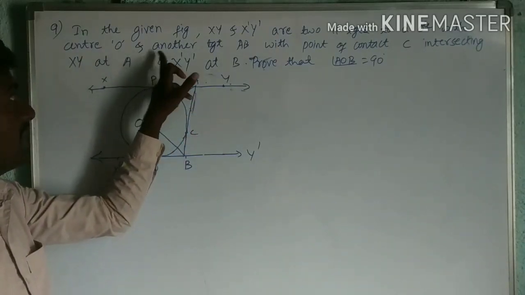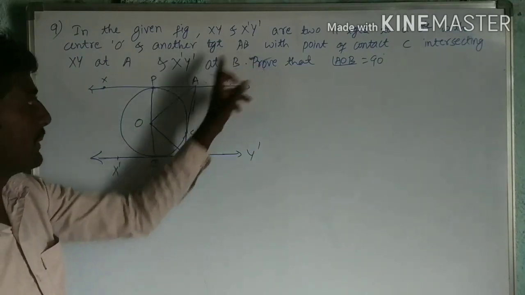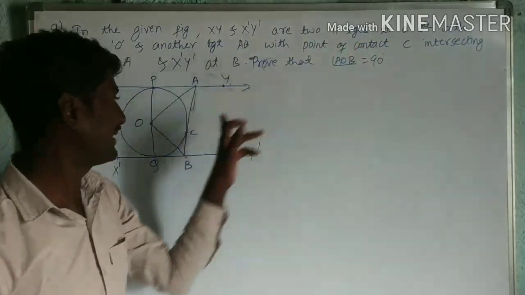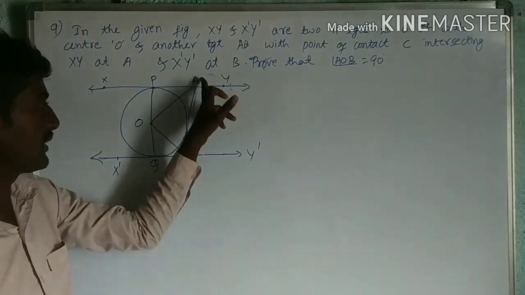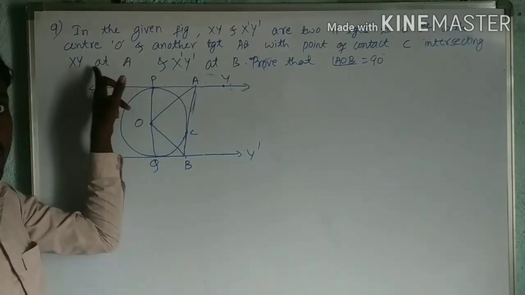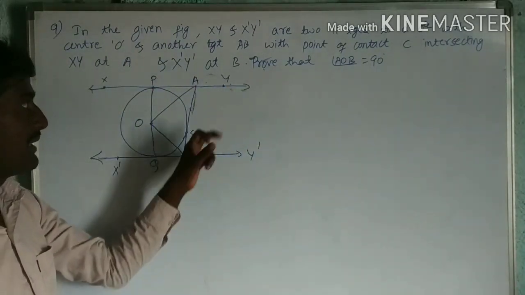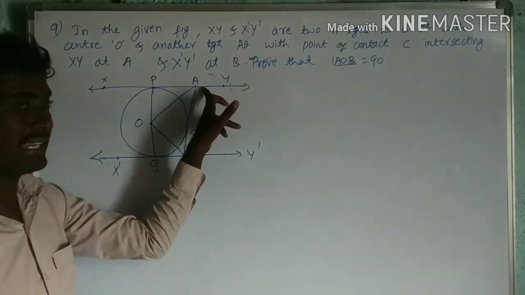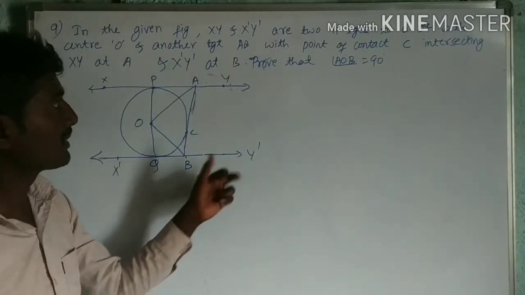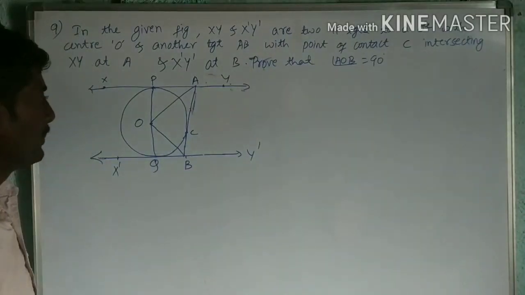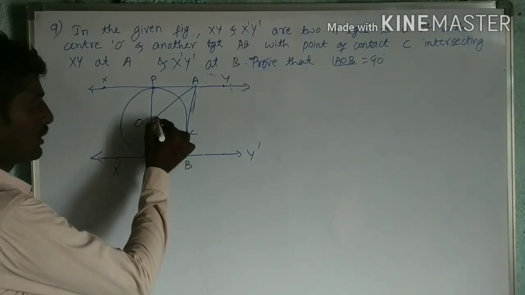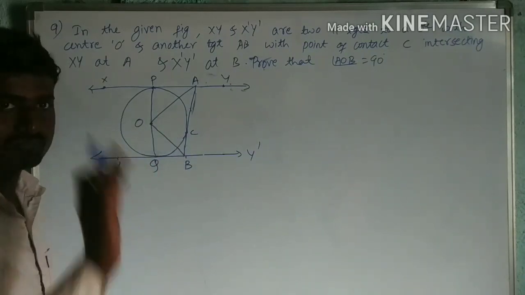Then there is another tangent AB, with point of contact C. This tangent AB intersects XY at A and X'Y' at B. Prove that angle AOB is 90 degrees.